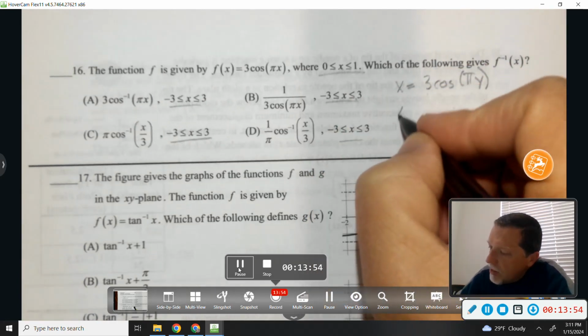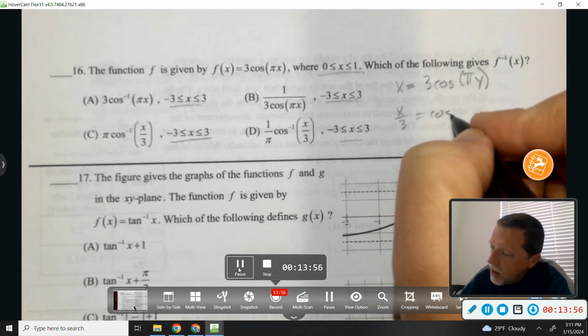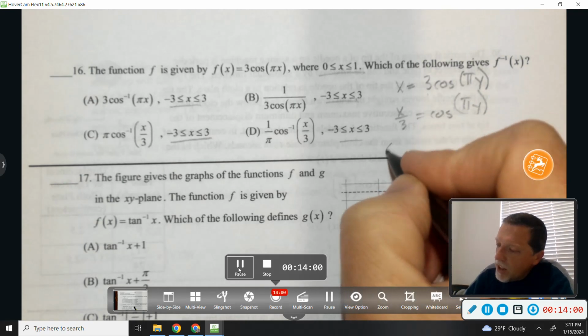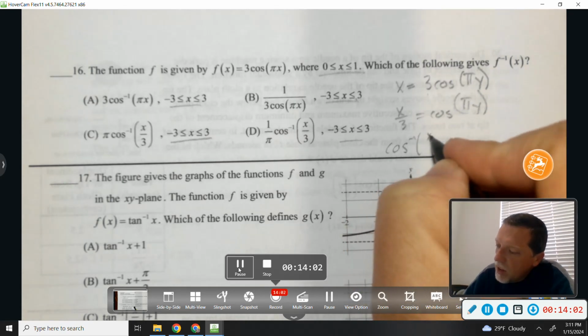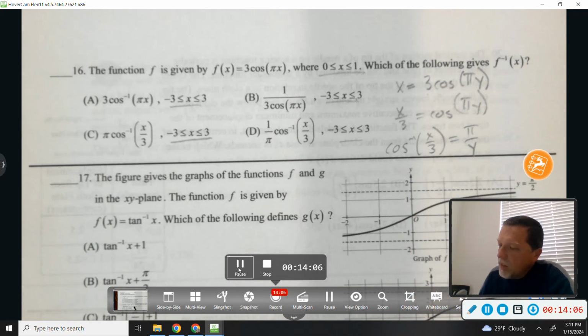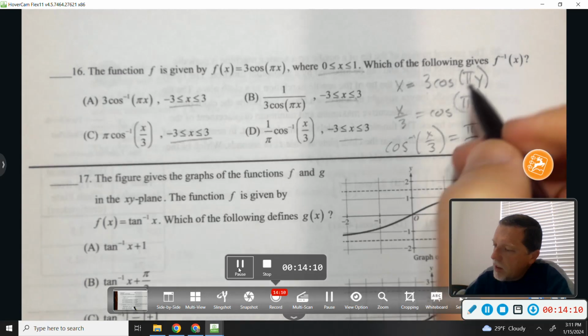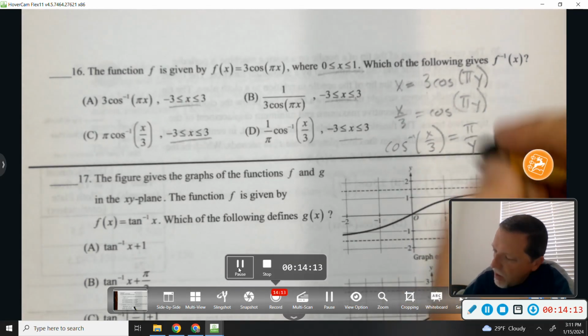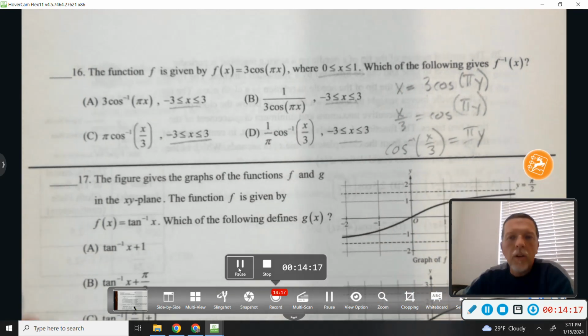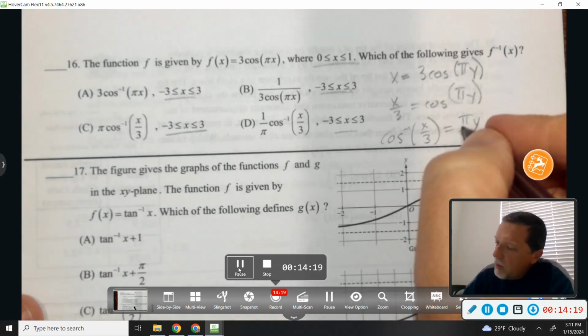All right, so let's divide by 3. Then let's inverse cosine both sides. Equals pi y. And then, let's see. Yeah, inverse cosine both sides. Whoops, how did that get over y? Said the right thing, wrote the wrong thing. Equals pi y. So let's divide by pi.